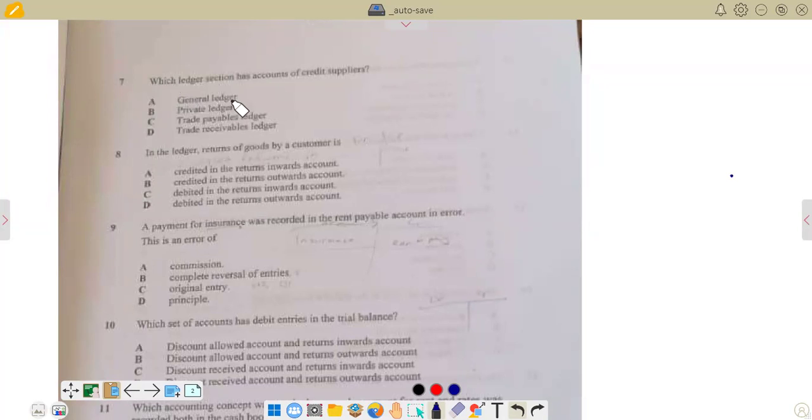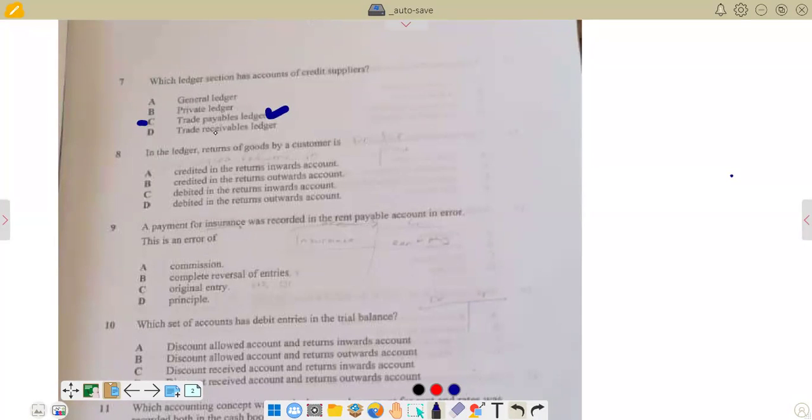It reads, which ledger section is accounts of credit suppliers. So you'd see that we've got three different types of ledgers. We've got the sales ledger, which is the trade receivables ledger. We also have the trade payables ledger, which is the purchase ledger, and we also have the general ledger. According to the responses, credit suppliers we see in the trade payables ledger. But if they are credit customers, that's when we see them in the trade receivables ledger. So the correct answer that we have there is C.